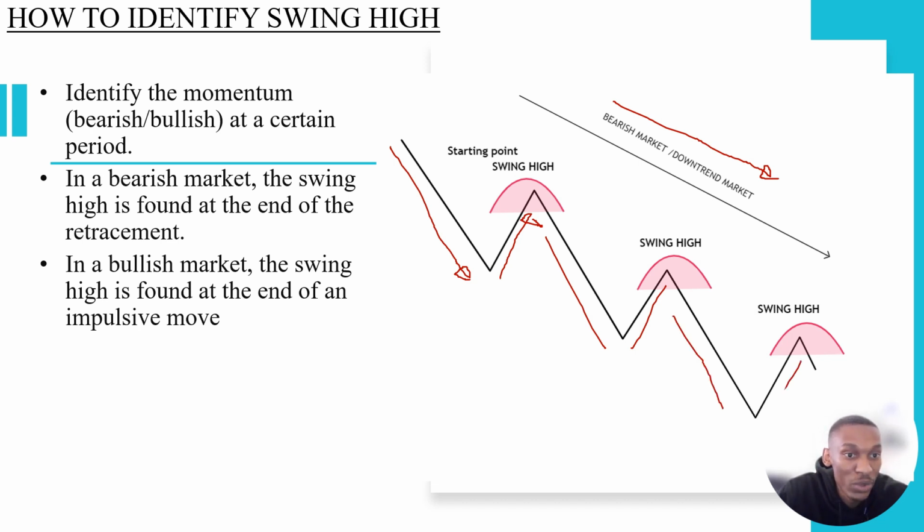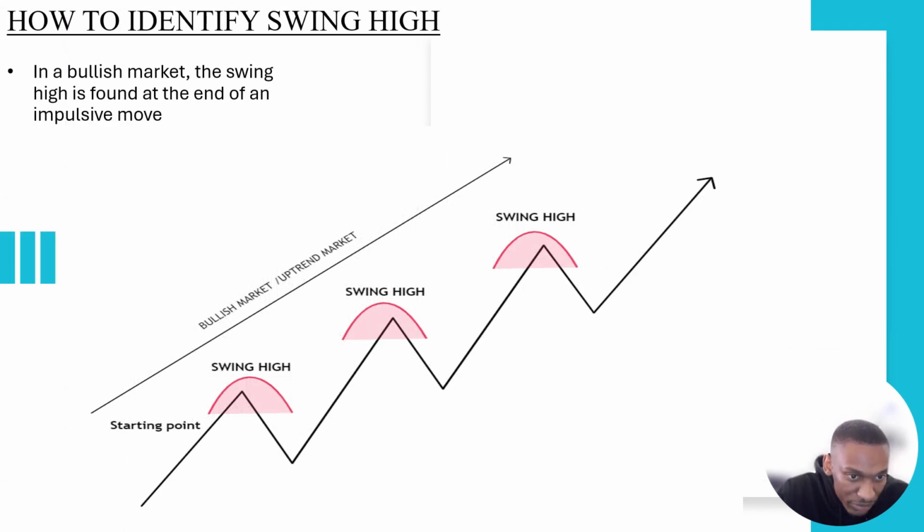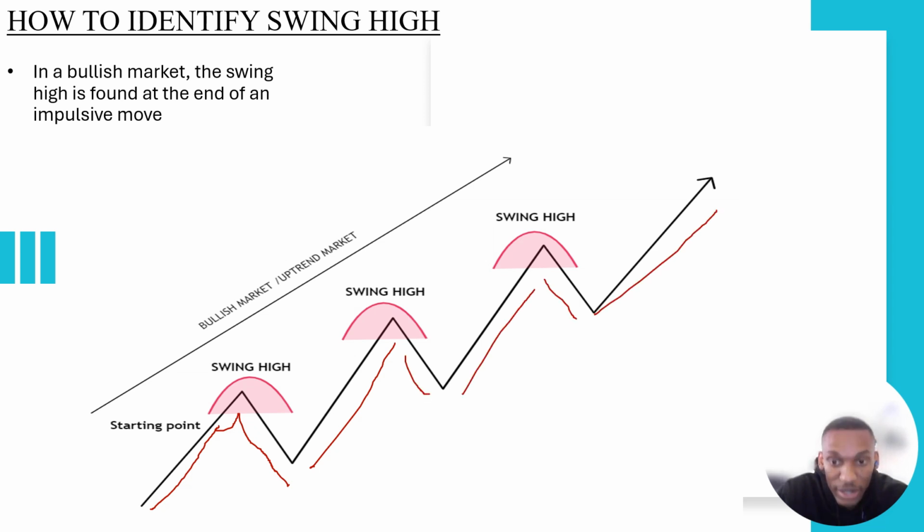But then in a bullish market, it's the opposite. The swing high is found at the end of an impulsive move. So this is what I mean. This is an uptrend market. The swing high is found at the end of an impulse. So this is an impulse, and then you get your swing high. Retracement, you get your swing low. Impulse, swing high, swing low. Swing high, swing low, swing high.